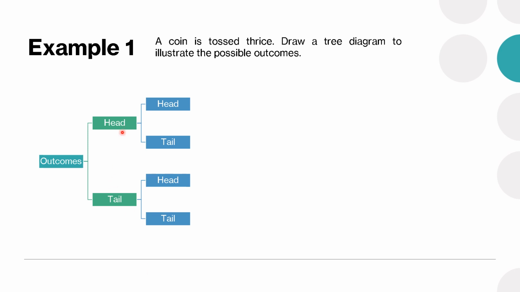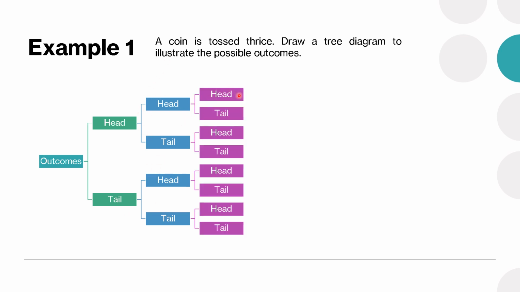As you can see, this is the green one. This is the first time that the coin was tossed. This is the second time that the coin is tossed. And on the third time, it also has offspring. So this is now the third time that the coin was tossed. Now, you will have its outcomes.